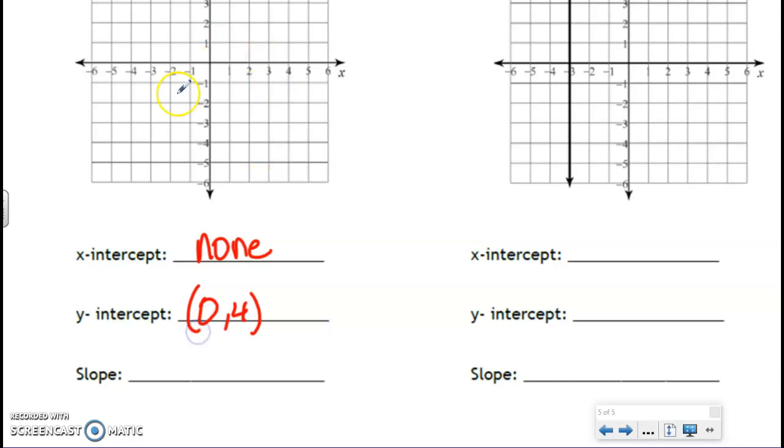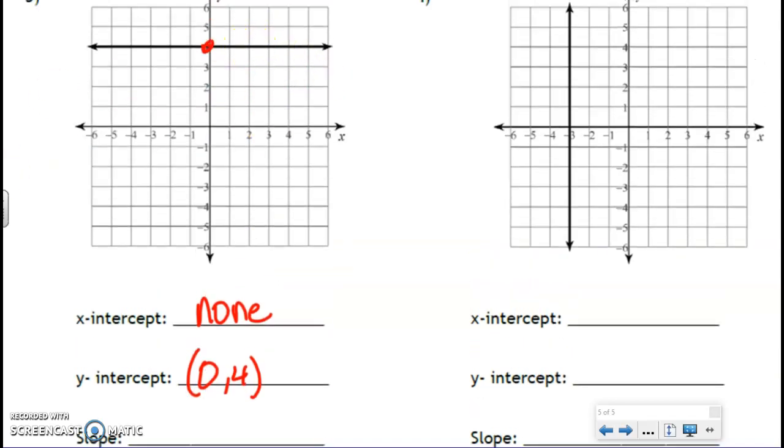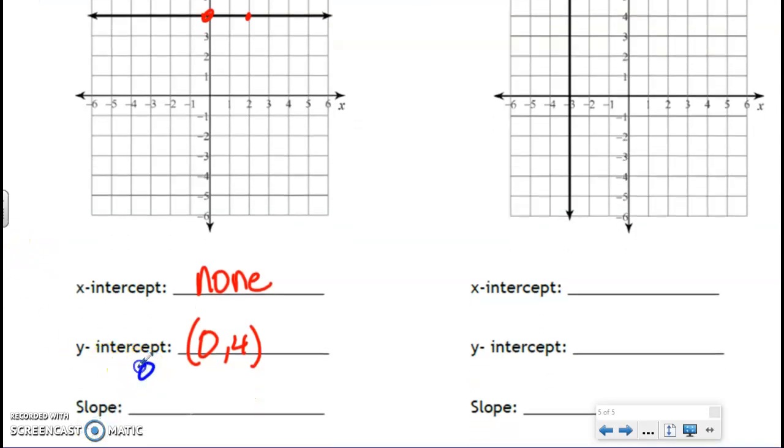And then if you're confused about the slope, go ahead and draw another point in and count your rise over run. Notice for this one, I don't go up or down at all. And then where I drew my point in, I go over 2. So 0 divided by 2 is 0.